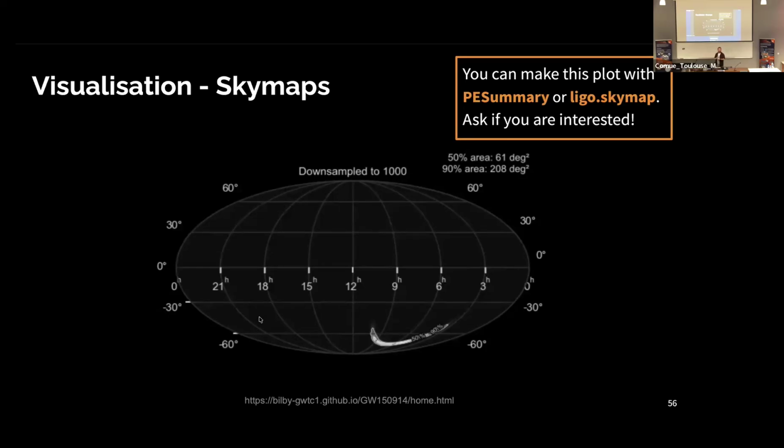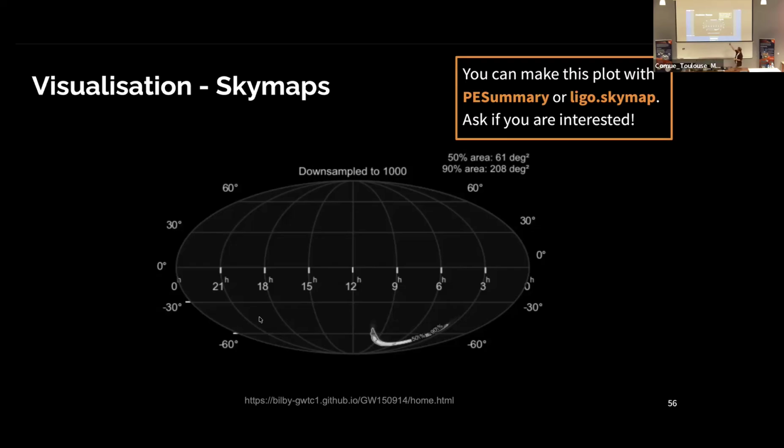So this is again for the first gravitational wave detection, GW150914. And you can see in the bottom right that the 90% credible interval is around the sort of -60 and around 12 hours to 6 hours region. And you can calculate that the 90% area encapsulates 200 square degrees. And if you reduce that down to the 50% credible interval, so how much probability is encapsulated within the 50% credible interval, you get that down to 61 square degrees. So it's more likely to be within the 61 square degree estimate, but it could be pretty much anywhere within sort of 200 square degrees. And again, if you're interested, you can make a plot with psummary or ligo.skymap.